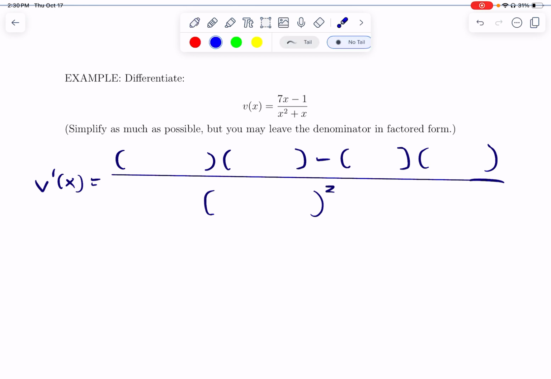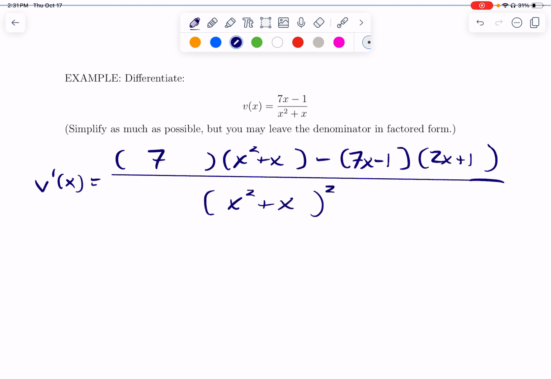And the rule is, the first thing is the derivative of the top, which is 7, times the bottom. Then after the minus, it's the other combination. The original function of the top times the derivative of the bottom, all over the bottom function squared.